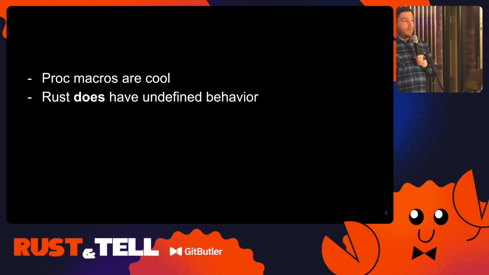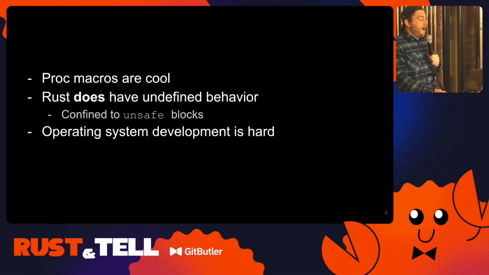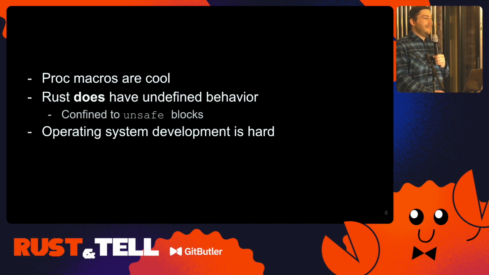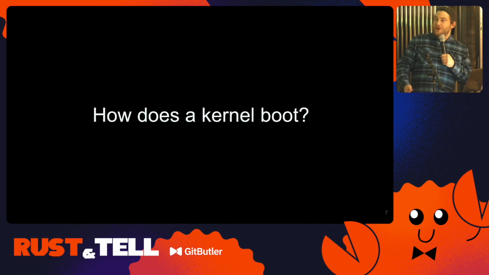Rust does have undefined behavior, contrary to what some people who don't write Rust think, or maybe some people who do, but it's typically confined to the unsafe blocks, right? Operating system development is hard, very hard, and you have weird things pretty much all the time that you have to deal with. Especially when trying to employ good software practices and architecture and design and layout and structure, et cetera. So we'll go right into how a kernel boots. And like I said, remember, this is a huge condensation of information.